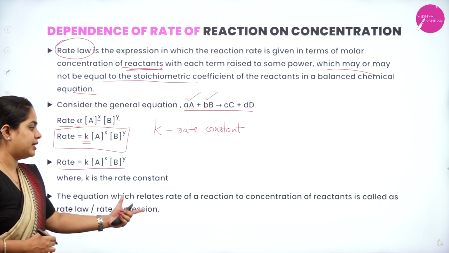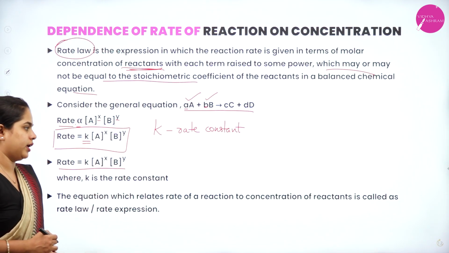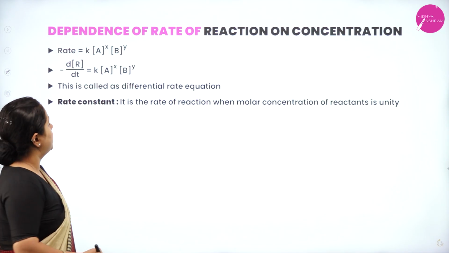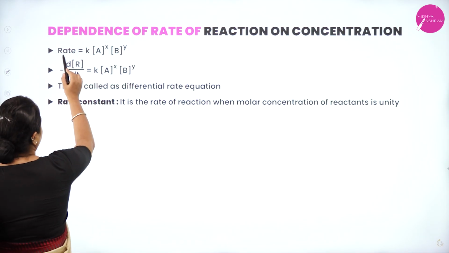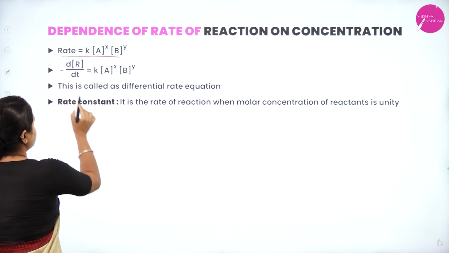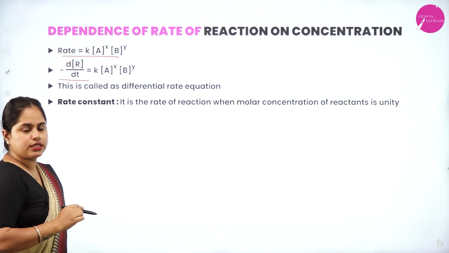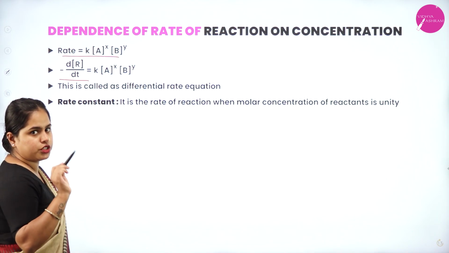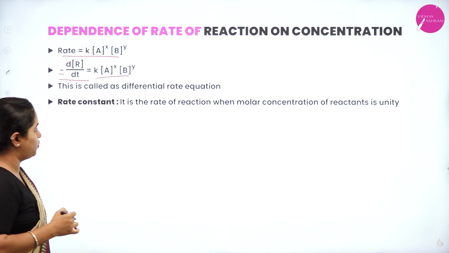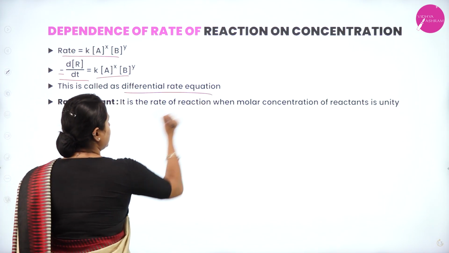The equation which relates the rate of a reaction to the concentration of the reactant is called the rate law or rate expression. Rate is equal to K into A to the power X into B to the power Y. Rate we can also represent in the form of instantaneous rate, that is minus d by dt of the concentration of R. Minus d by dt of R is equal to K into A raised to X into B raised to Y. So this is called the differential rate equation.